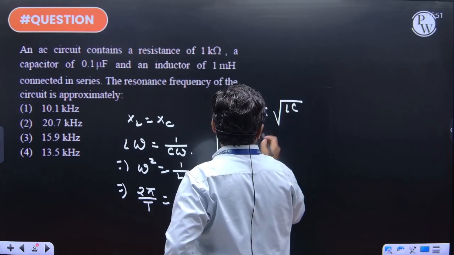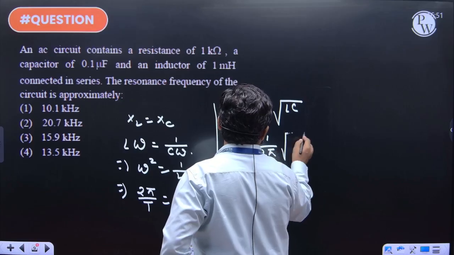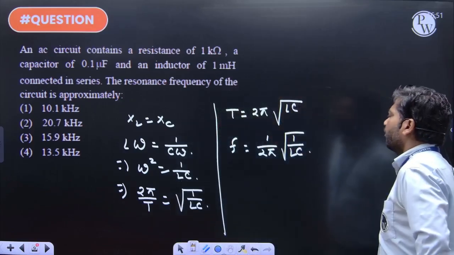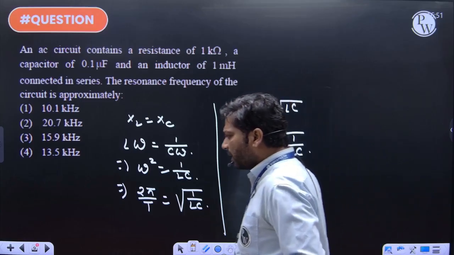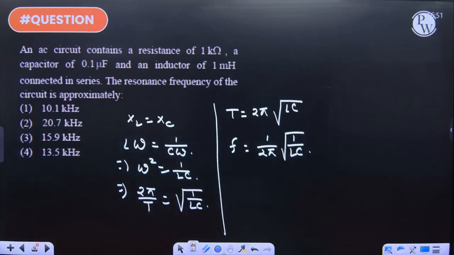LC. So what is your frequency? 1 by 2 pi root over 1 by LC. Correct? Is it fine? Is it okay? Right? So now your work is done. Nothing is left. So what should we do now?